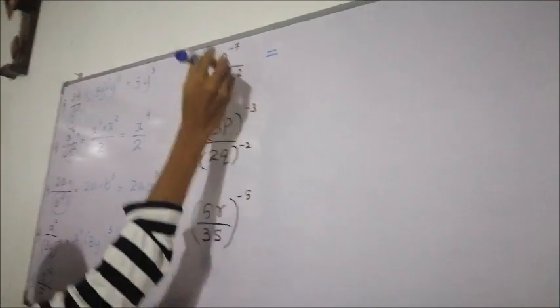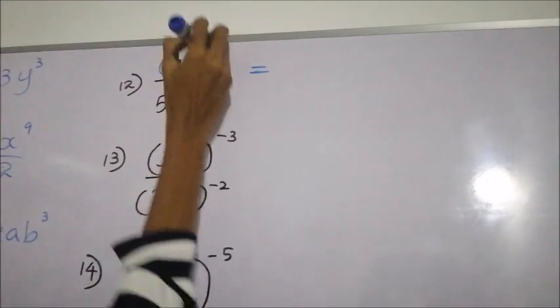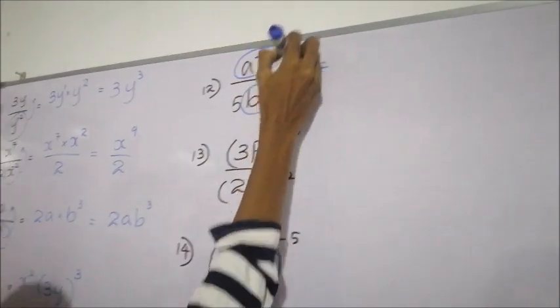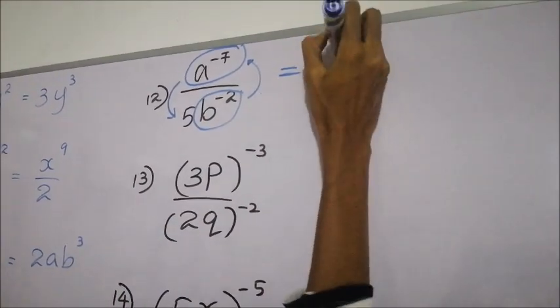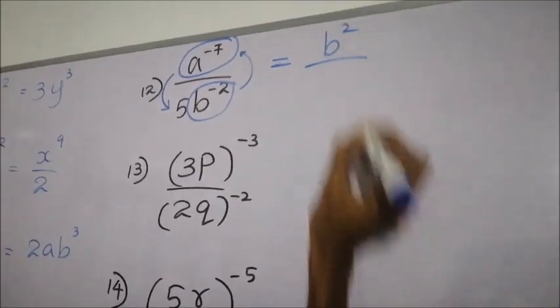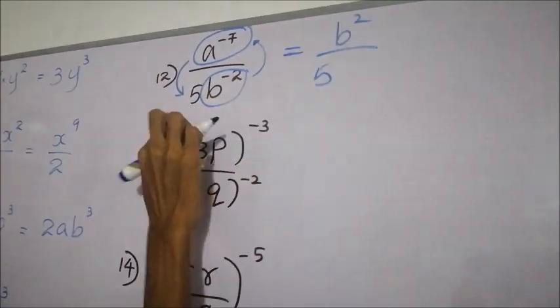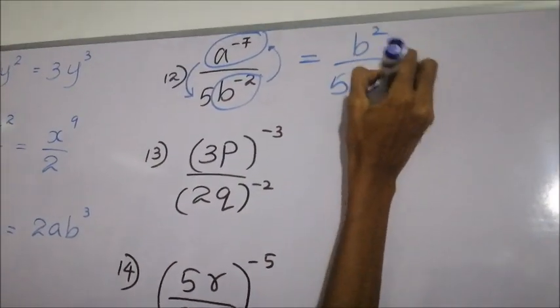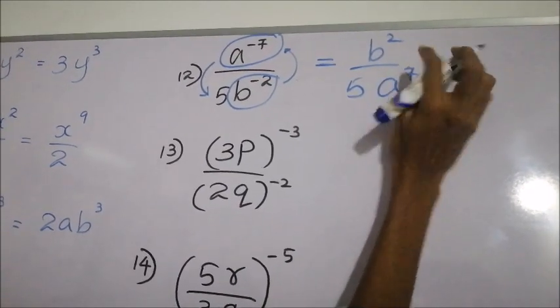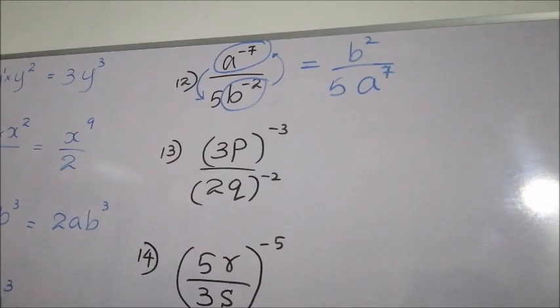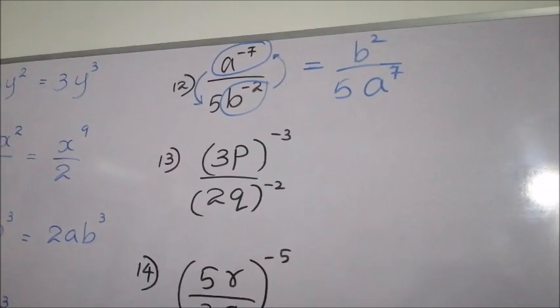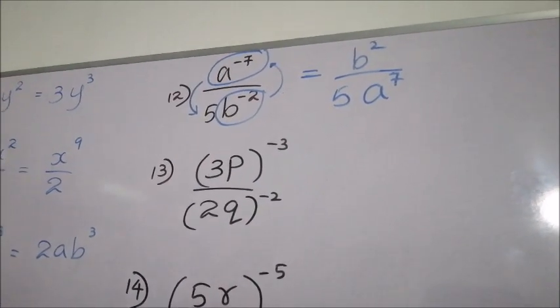Both the powers have negative indices. So we will change their places. This should go up and this should come down. So up b to the power 2, down 5 and coming a to the power 7. Right? More than this we cannot simplify now. So we can stop from there. All the powers have positive indices.